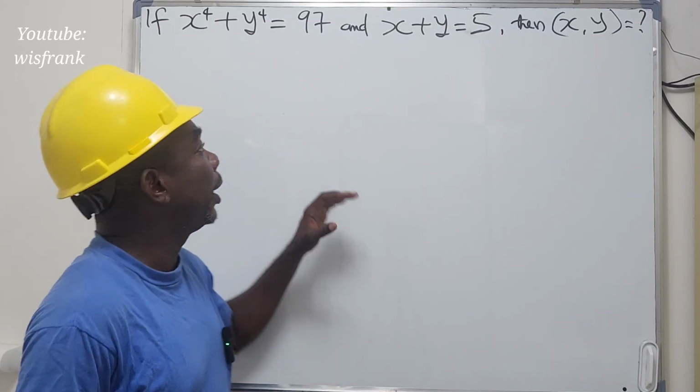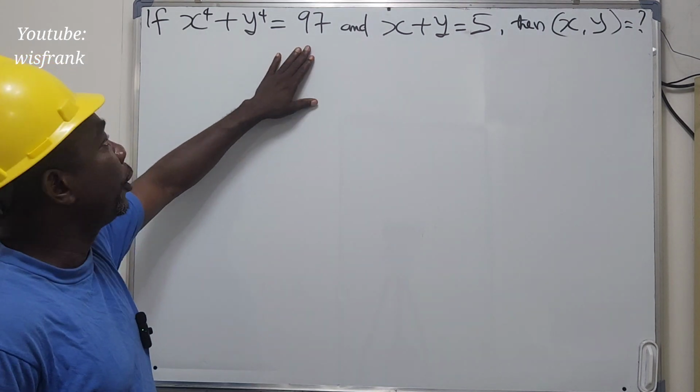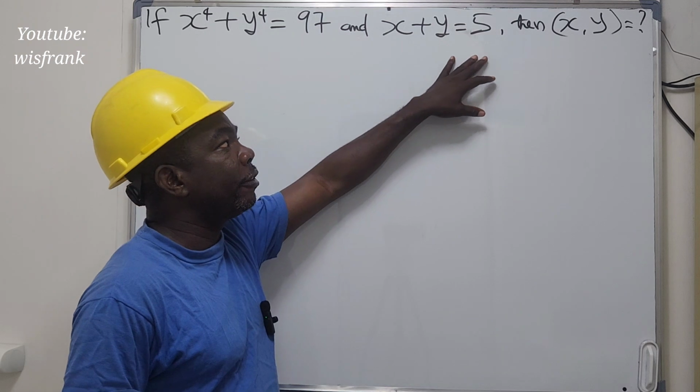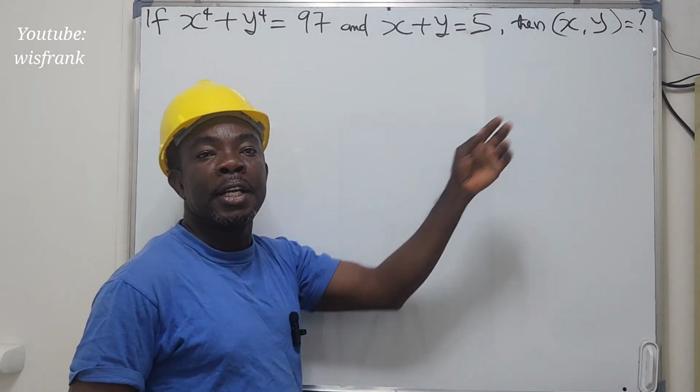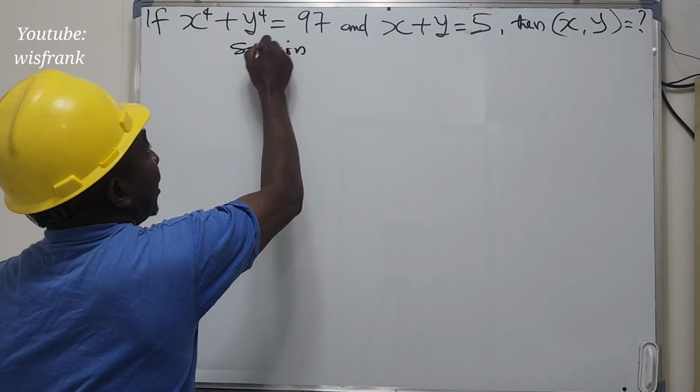For today, we are looking at this question and it says if x to the power of 4 plus y to the power of 4 equals 97 and x plus y equals 5, then what is the value of x and y? We are going to solve this to find the value of x and y.